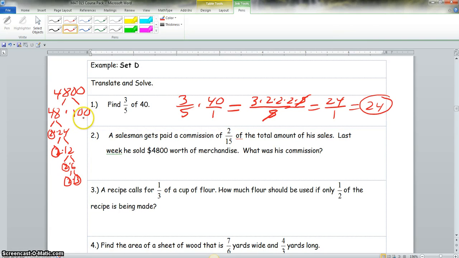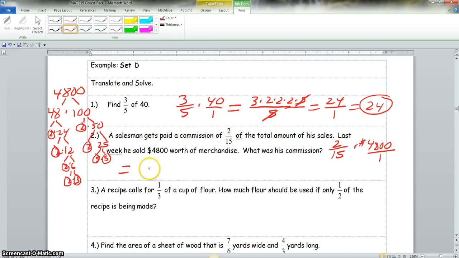Now we need to do 100. Now 100, we could do 2 times 50. And then 50 breaks down to 2 times 25. And we know 25 breaks down to 5 times 5. Now, we're going to save this for just a second. So we want to set this problem up. It's 2/15 of his total sales. The total sales was $4,800 to get his commission. So we'll put that over 1.